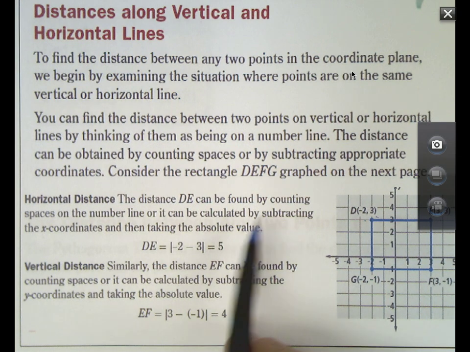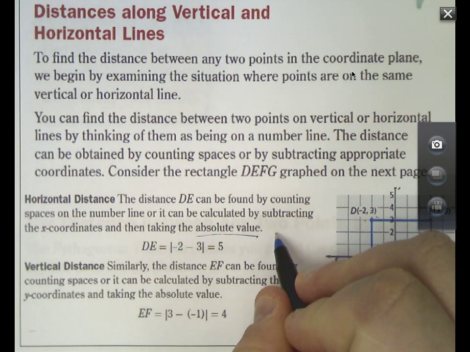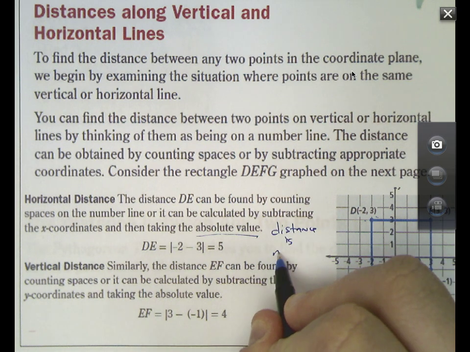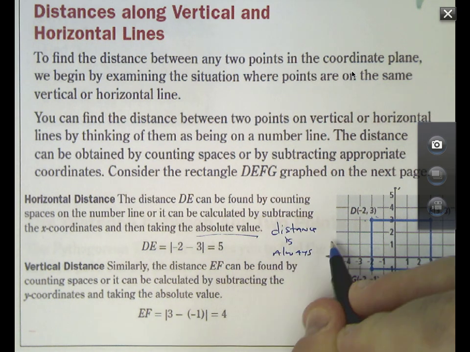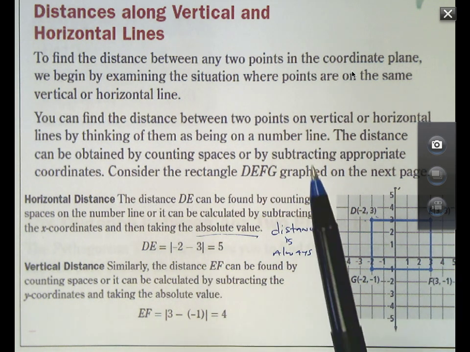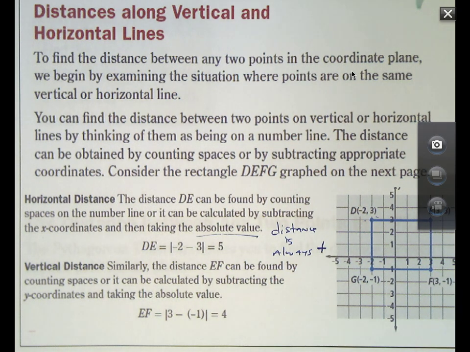Now, it's always an absolute value. Why is it always an absolute value? Because distance is always positive. Okay? Distance is always positive. Going from somewhere to some other place, you always have positive distance. So in this case, it's -2 minus 3. -2 minus 3 is -5. The absolute value of -5 is +5.